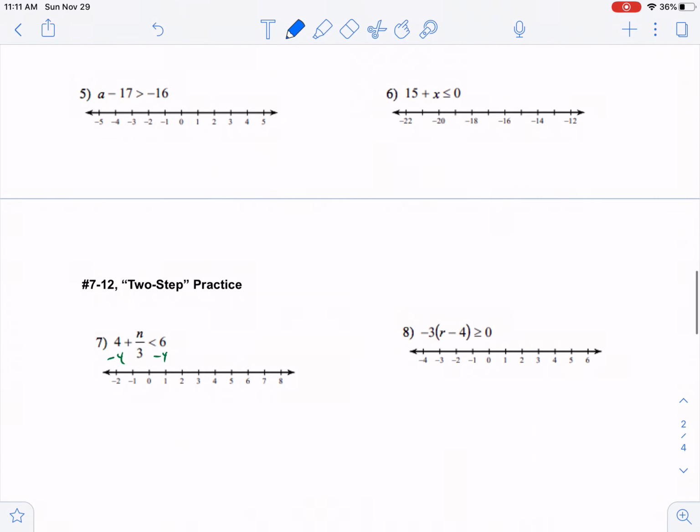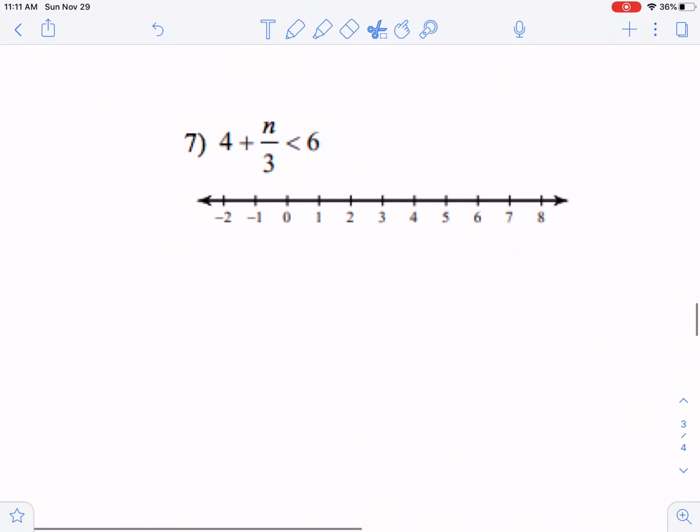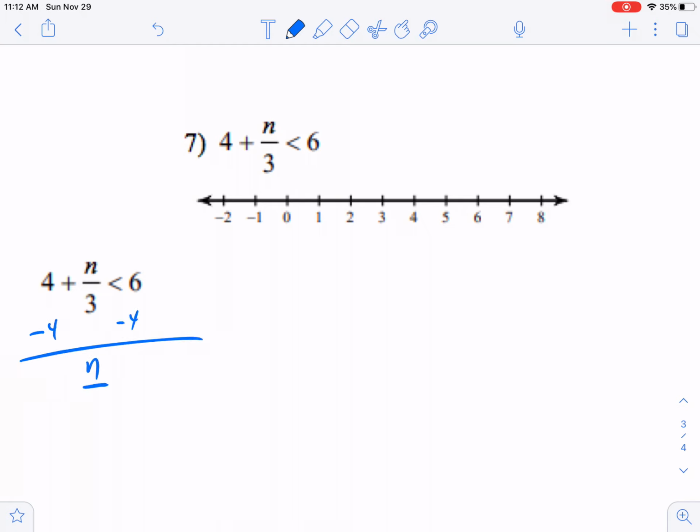How about, let's do something over here. Okay, let's do 2-step. So, let's cut and paste this. Make our lives a little bit easier. Okay, I need to isolate the term with the n. So I'm going to subtract 4. Subtract 4, and I get n over 3 is less than 2.